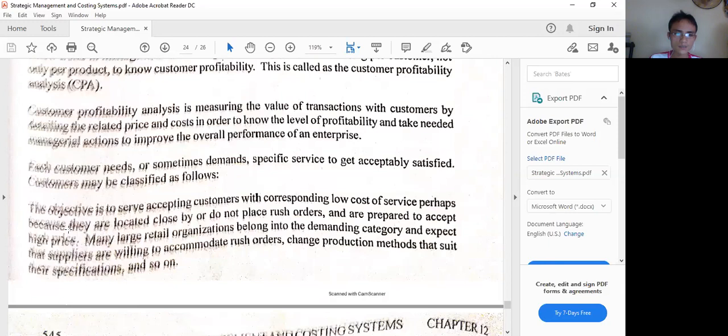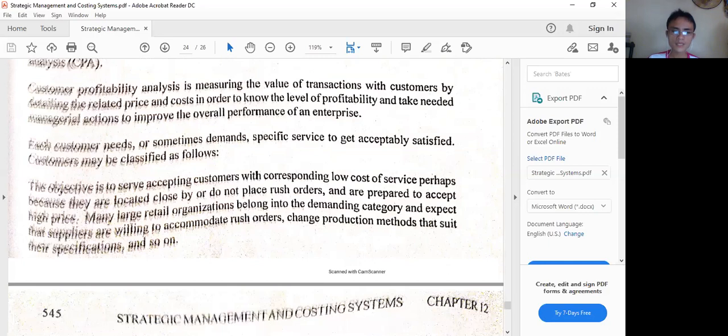So the objective is to serve accepting customers with a corresponding low cost of service, perhaps because they are located close by or do not place rush orders and are prepared to accept a high price. So that's also the reason. Meaning we can adjust certain components of the costing because of certain qualifications that a customer has. For example, they do not place rush orders, so basically they deserve low cost, and perhaps you can also minimize the price. That's also one thing that we can remember because some customers want this price and so on.